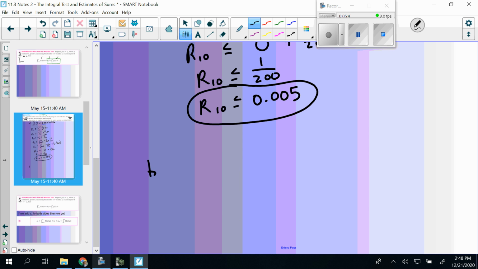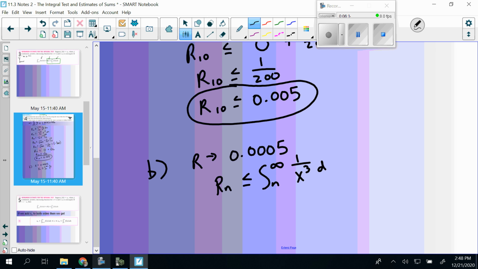So part B, we want our error to be within 0.0005. Within that, how close? So again, R of n, we're not sure what n is on this one. It should be less than or equal to our integral from n to infinity of 1 over x cubed dx. So if we do our same solving here, we know that we're going to get the antiderivative that we got last time.